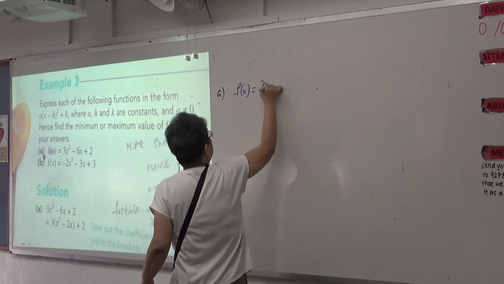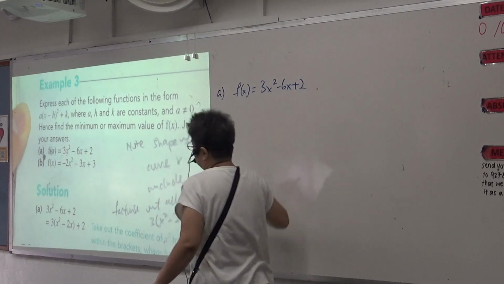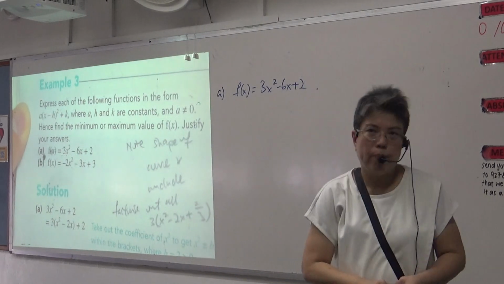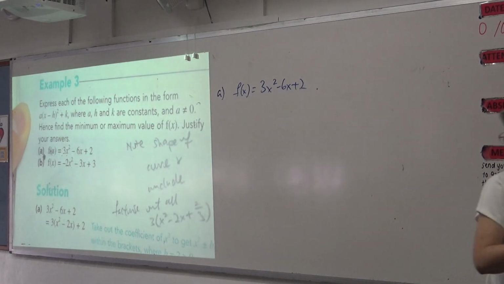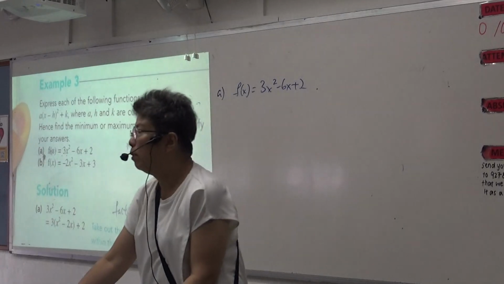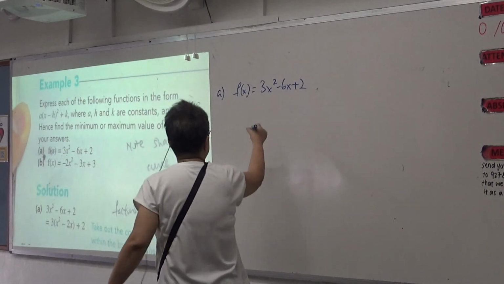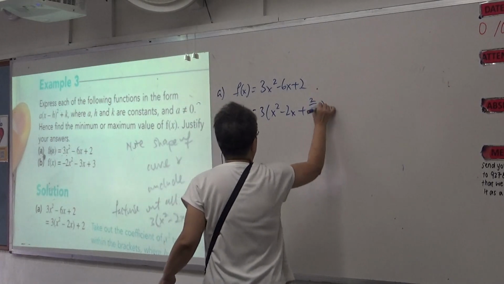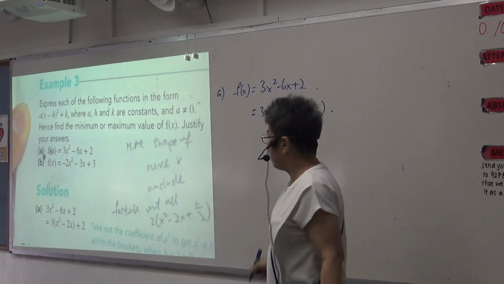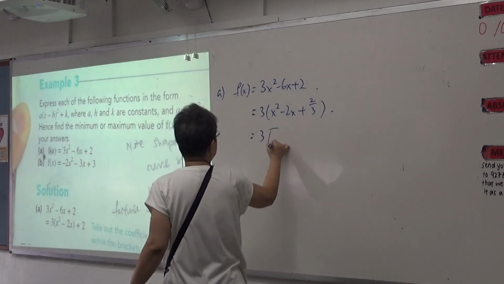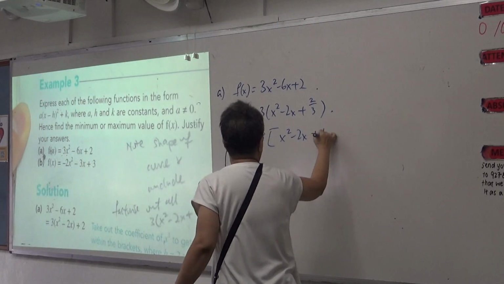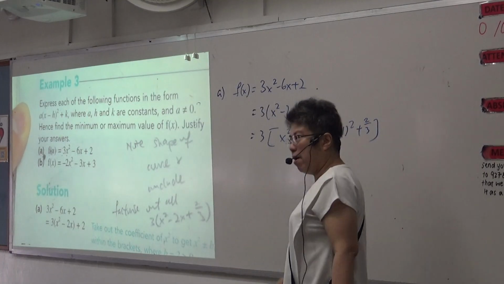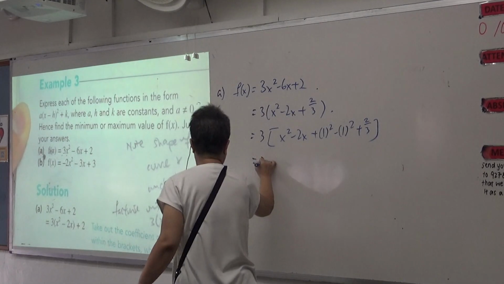f(x) equals 3x squared minus 6x plus 2. I told you before, when we do completing the square, the coefficient of x squared must be 1. To make it 1, I will have it like that, correct? Then I will have 3. Correct? You must be very fluent with this.